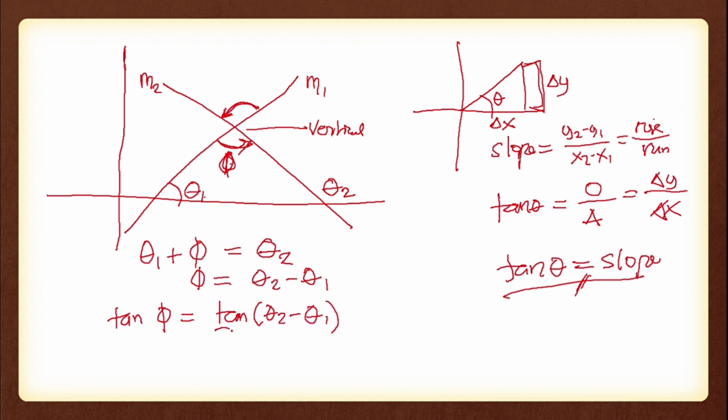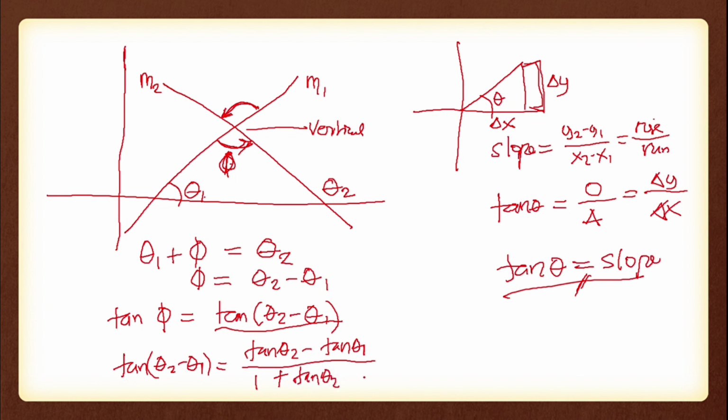So tangent of theta 2 minus theta 1, this is an identity. So tangent of theta 2 minus theta 1, by trigonometry, we have here tangent theta 2 minus tangent theta 1 over 1 plus tangent theta 2 tangent theta 1. So take note, tangent is equal to the slope, which is our m. Therefore we could say that this is m2 minus m1 over 1 plus m2 m1.